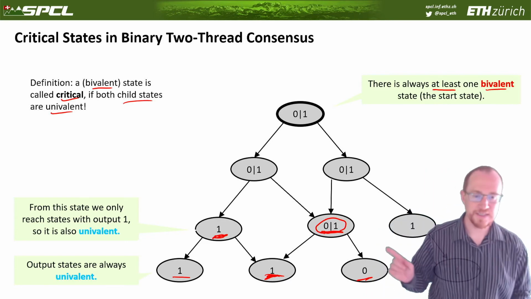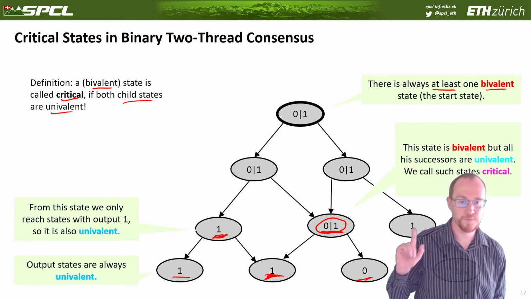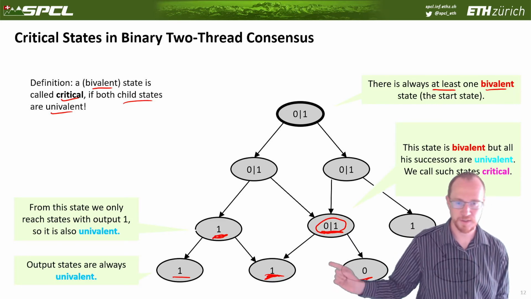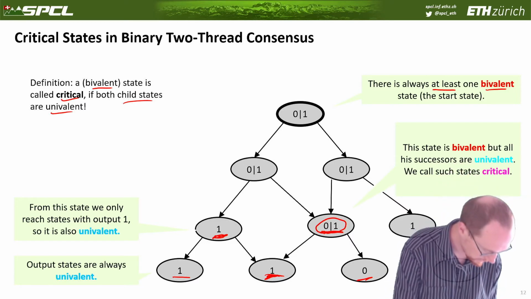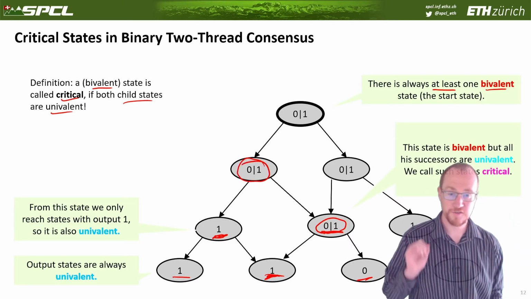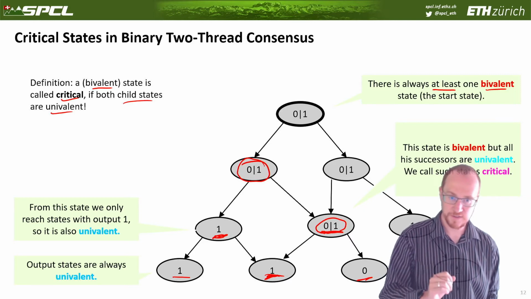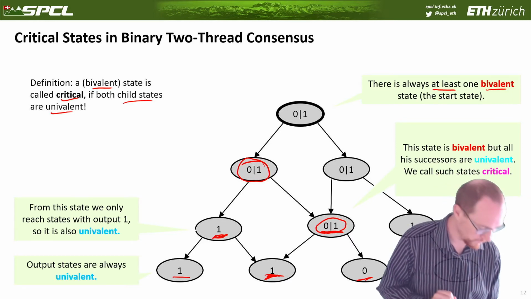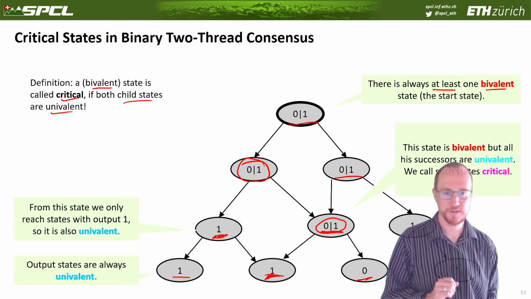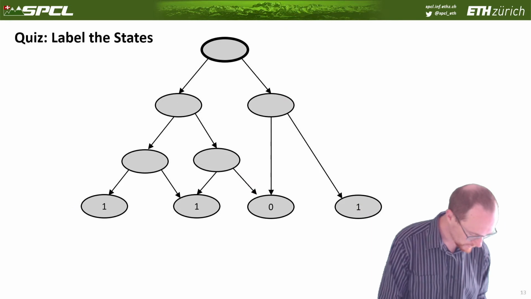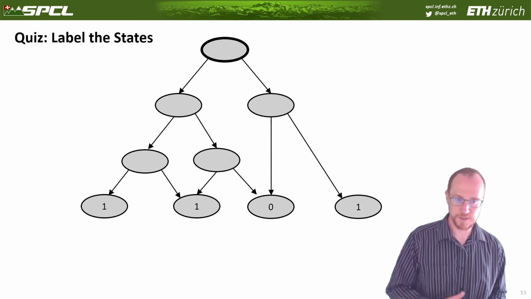But we also see that this state here is actually a critical state because both of its successors, this one and this one, are univalent. So this is called a critical state. We see that this state is not a critical state because only the left successor is univalent, the right successor is bivalent. Right? We also see that this state is not a critical state and this state is also not a critical state. Okay, so now to understand this a little bit better, let's go through a quiz for you.